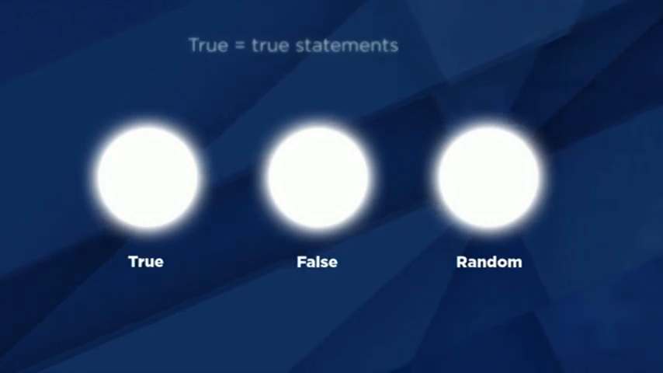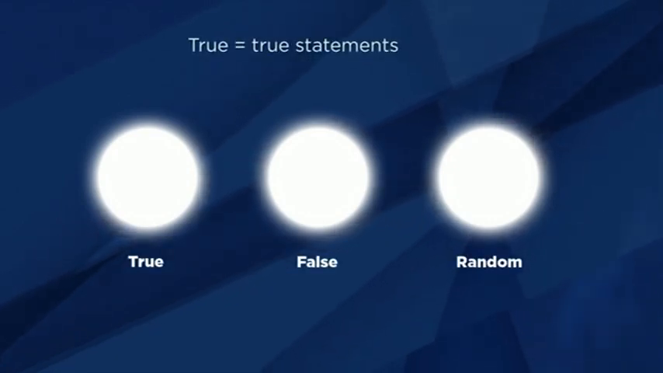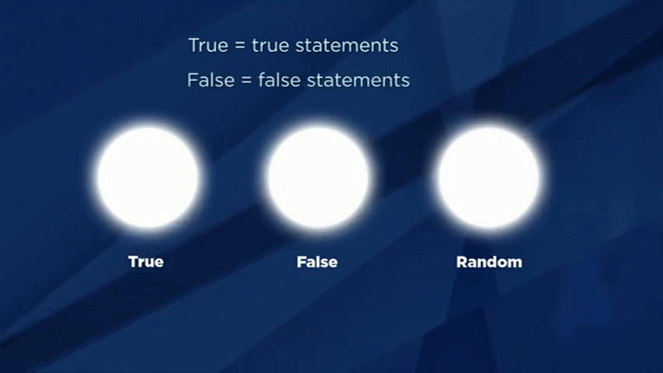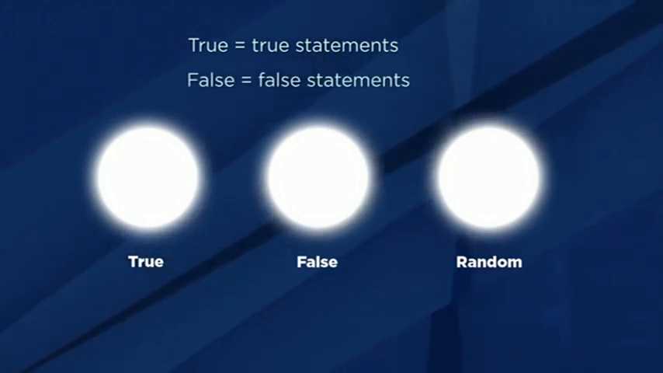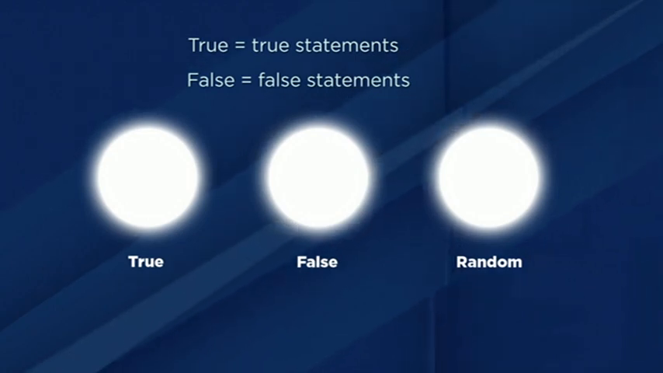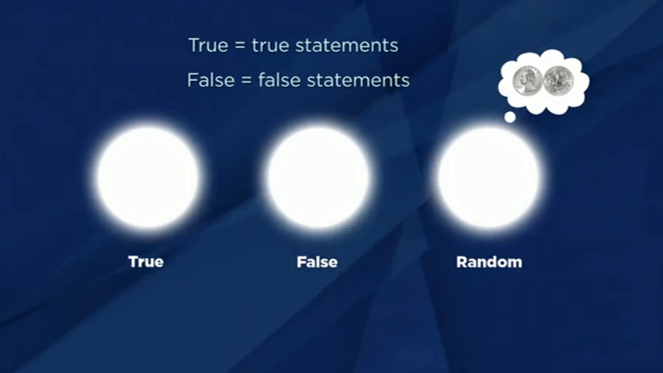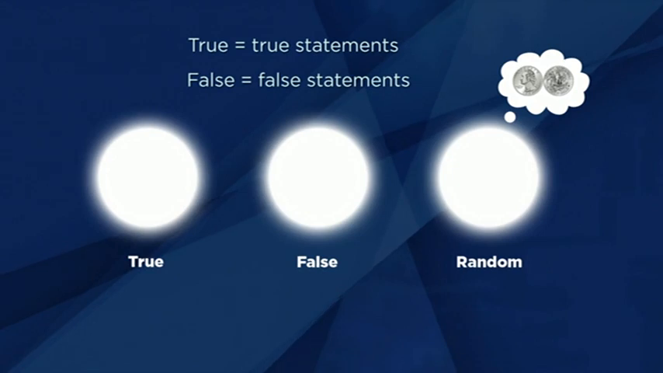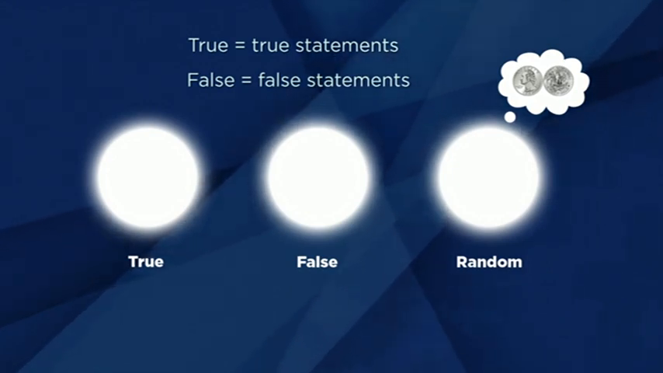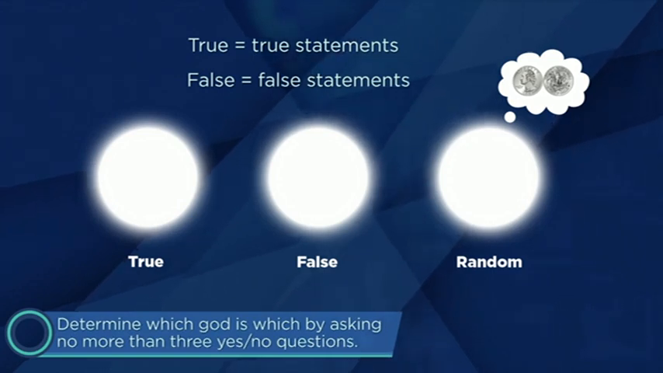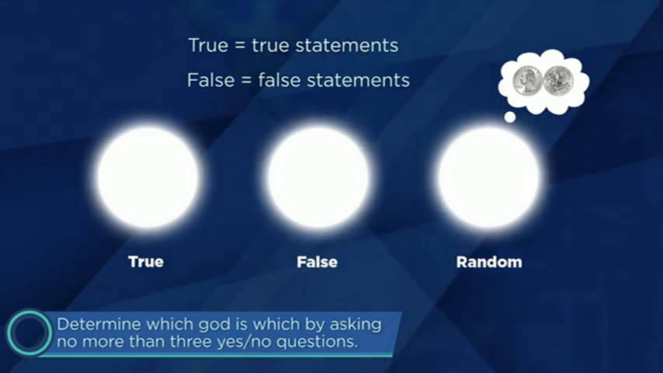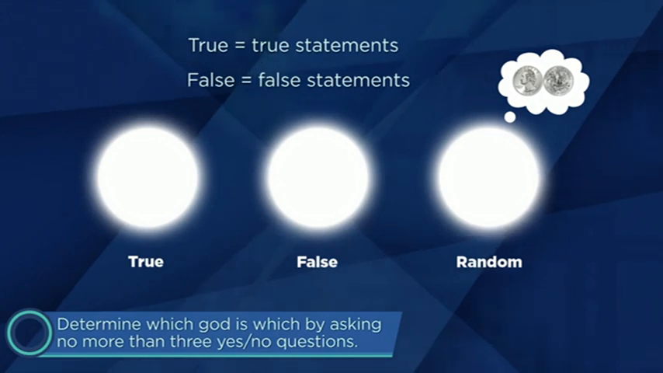The puzzle is this. We are to imagine 3 gods. The gods are named True, False, and Random. True only makes true statements, and False only makes false statements. But Random is a wild card. Each time he's asked a question, he mentally flips a coin, and depending on the result, he decides whether to answer the way True would answer or the way False would answer. Your task is to determine which god is which by asking no more than 3 yes-no questions.